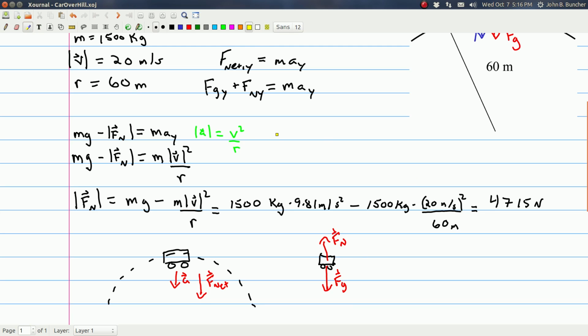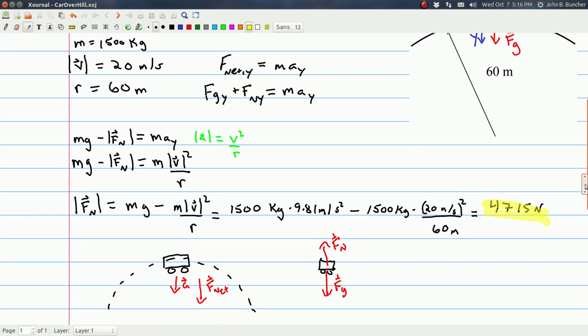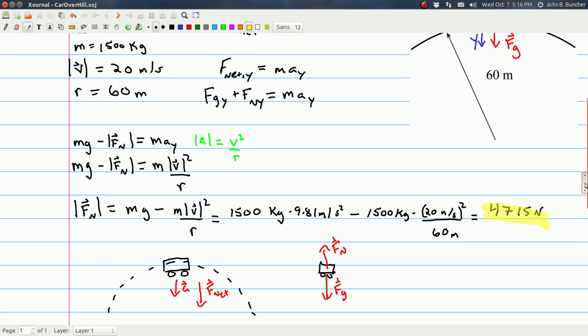I know that the weight has to be larger than the normal force because the total force points down. And that's indeed what we found, because if we go up a little bit, we found that the force of gravity was about 14,700 newtons, which is certainly larger than the 4,700 newtons that we found for the normal force. So our answer is consistent with our picture. We know the acceleration is downward because it's towards the center of the circle. So the net force has to be down. Since these are the forces, we got the normal force up, the force of gravity down. We know the force of gravity has to be larger than the normal force, which is what we found. So that's it for this example. Hopefully that was helpful.